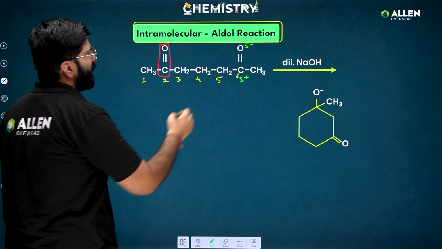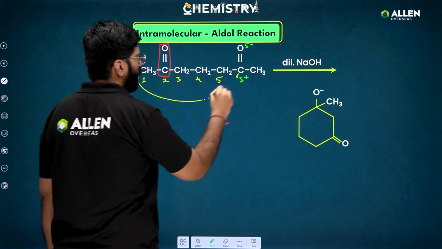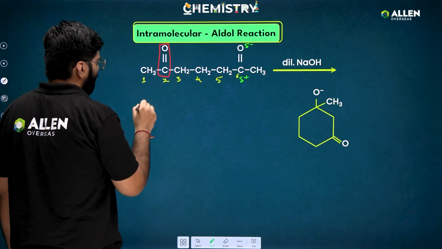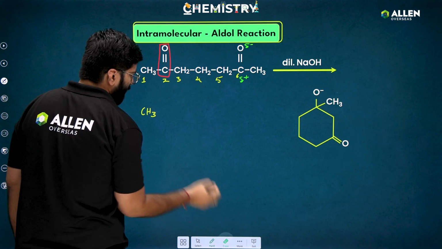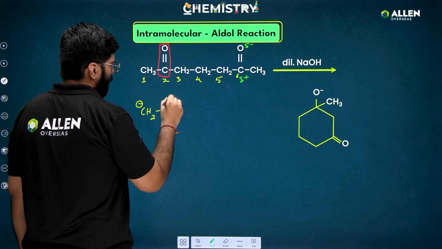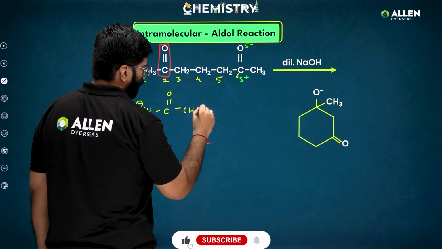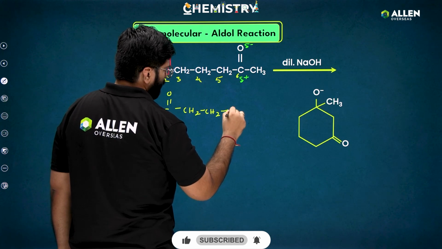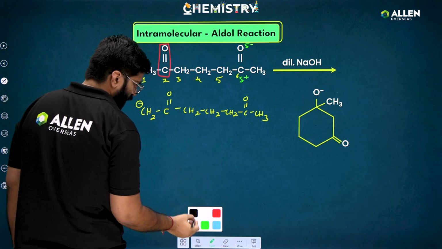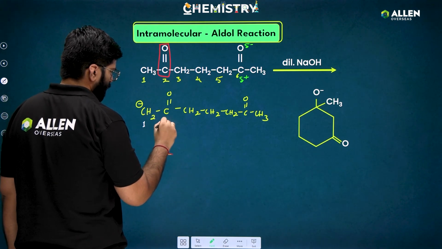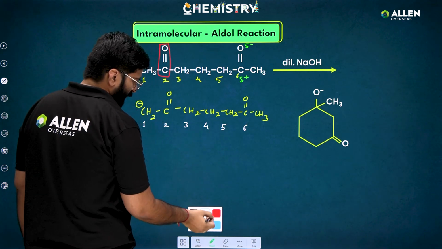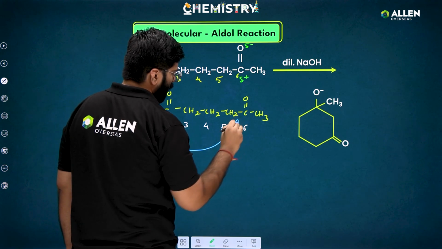So now over here, if you see what is going to happen, because this is donated through here, I can write it like this for your betterment. Instead of CH3, I'm going to write CH2, and an ion is formed. CH2, CH2, CH2, C double bond O, CH3. Now, number the carbons. This is your 1, this is your 2, this is 3, this is 4, this is 5, and this is 6. And because I'm going to donate from here to here, what is going to happen?